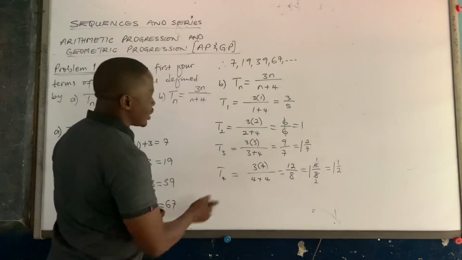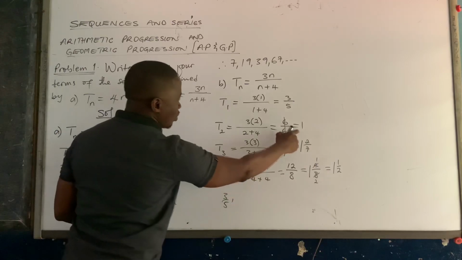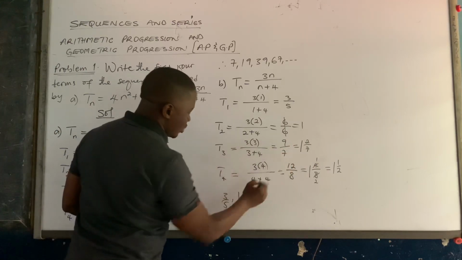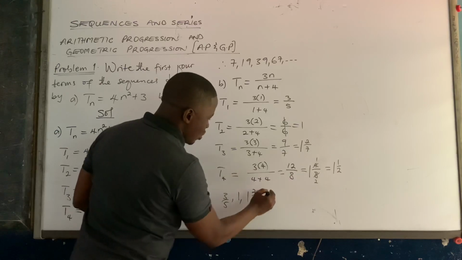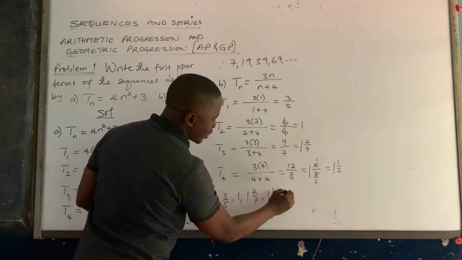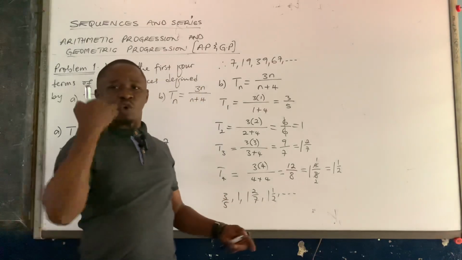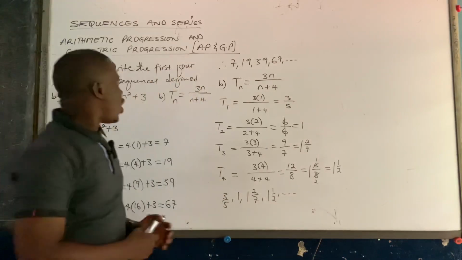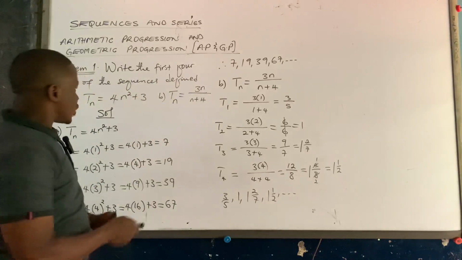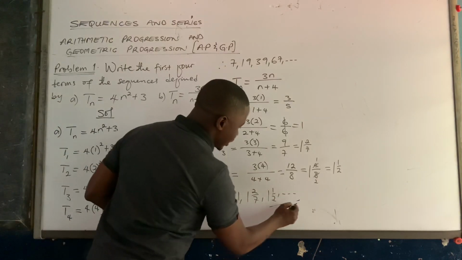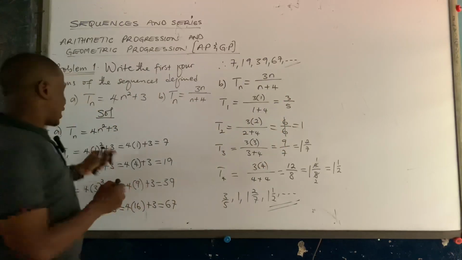So the sequence is now 3/5, 1, 1 whole number 2 over 7, 1 and a half. This tells you that the sequence continues infinitely. Only that the question asks us to find the first 4 terms. So this is the sequence for this nth term.